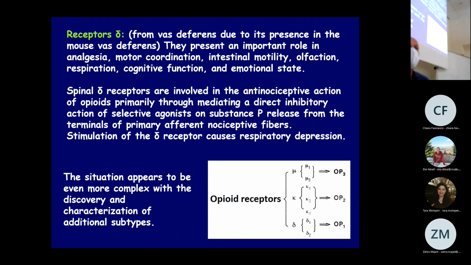Delta receptors, delta from vas deferens, you see D. Also these subtypes are involved in analgesia, motor coordination, intestinal motility, olfaction, respiration, cognitive function. So every type of receptor subtype is involved in the same activity, and so it's not possible to split, to divide the side effect from the anti-pain effect.